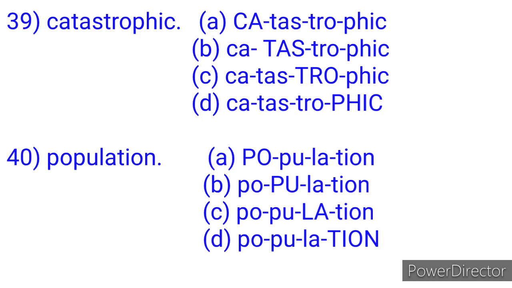I hope it's very simple and clear. Question 40, we have population. Now, when you have a word that ends in TION, where should you stress? We should stress the second syllable from the end. Just the same thing we did in question 39 and question 36. The second syllable from the end is la. Population. So that will make option C the correct answer. Very simple and easy to understand, right?